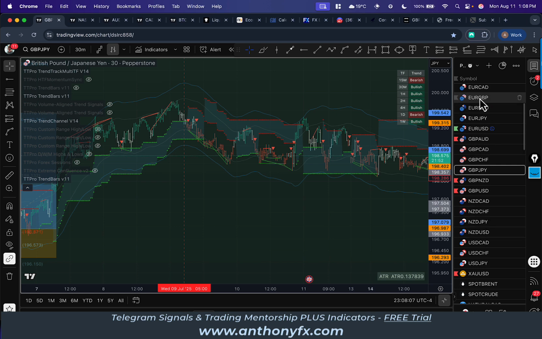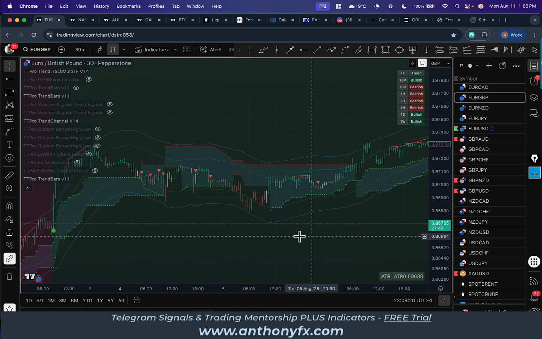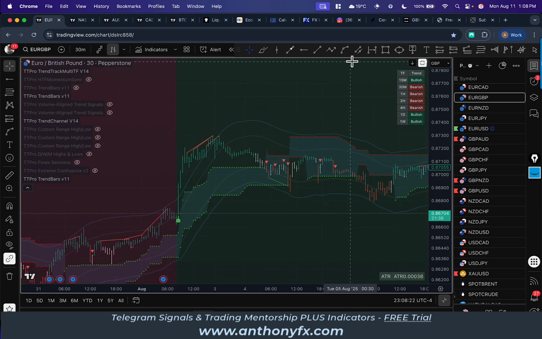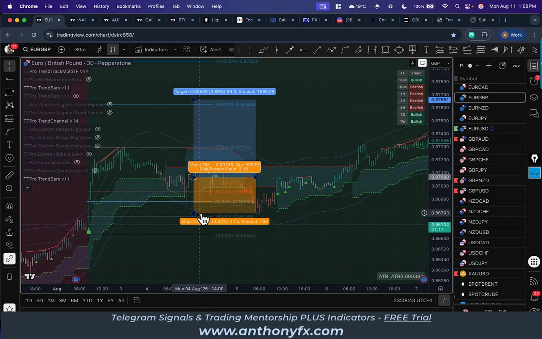I don't know, let's just try the Euro Pound. Yeah, I quite like it. Yeah, green. You've got to get that pullback, fib retrace, and then you're going to go long on that 50%, looking for the first green signal. After the 50% is touched, stop under that. Got to be careful. Watch out for your tight stops.